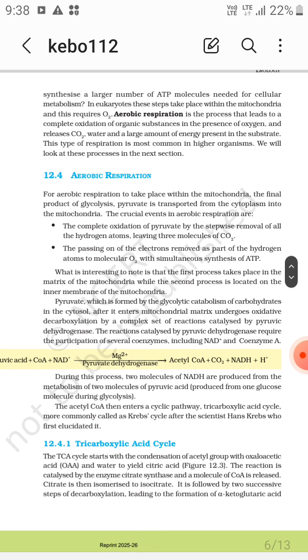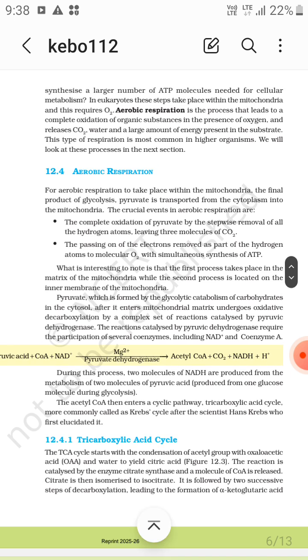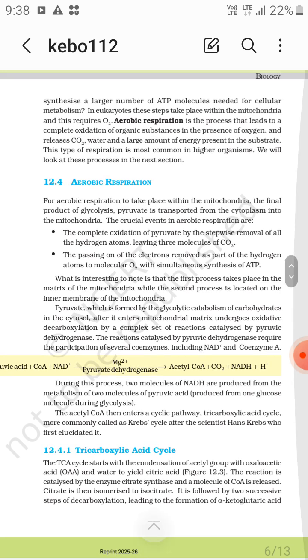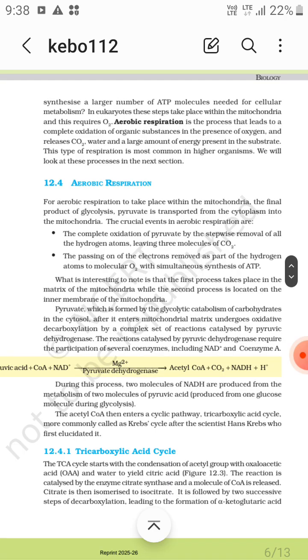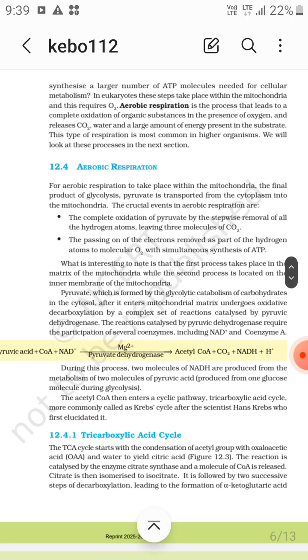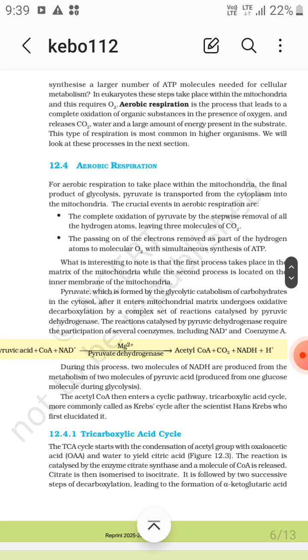What is interesting to know is that the first process takes place in the matrix of the mitochondria, that is the Krebs cycle, where the oxidation of pyruvate takes place by stepwise removal of all the hydrogens, leaving 3 molecules of CO2. So this is the Krebs cycle which happens in the matrix of the mitochondria, while the second process is located on the inner membrane of the mitochondria, not the intermembrane but the inner membrane.